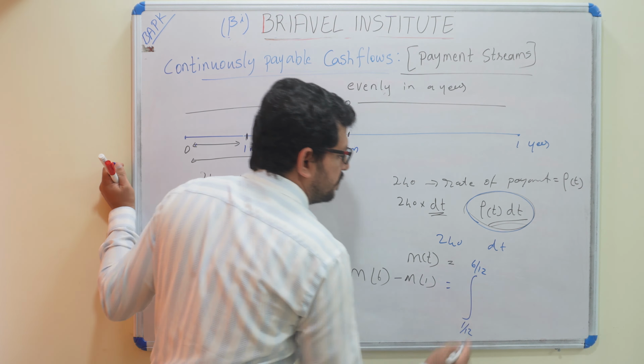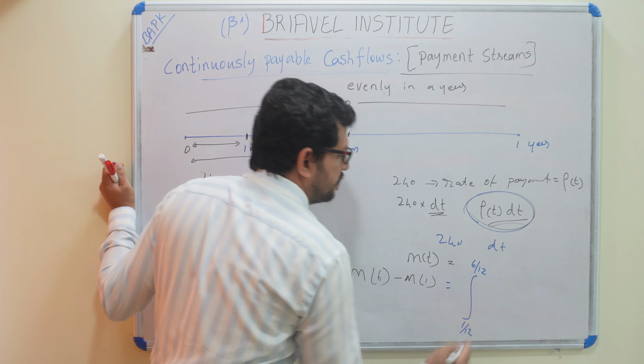That is what we studied in the last example: the total payment in a particular time period. I am taking the period from 1 month to 6 months, so alpha is 1 month and beta is 6 months. The payment is m(beta) minus m(alpha) for this particular period. I am integrating from alpha to beta rho(t) dt.